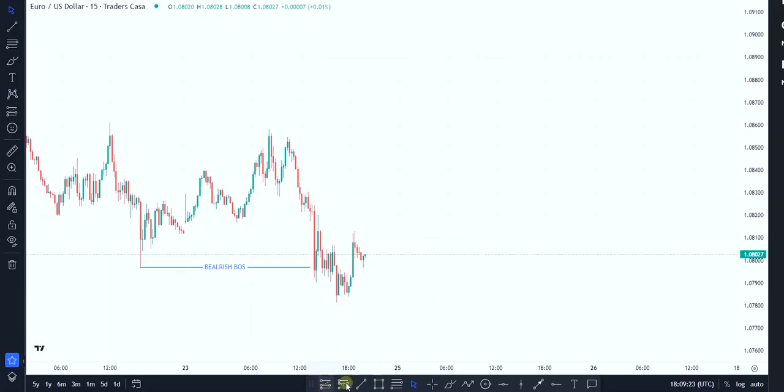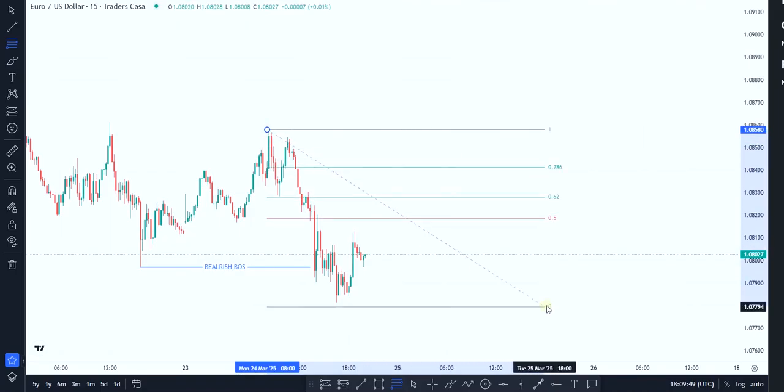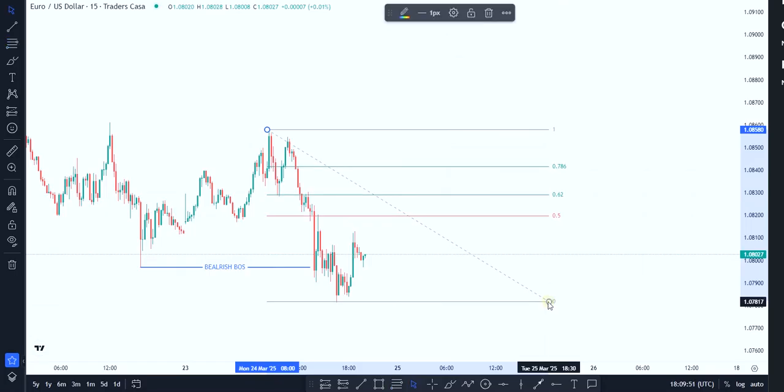Then you take your Fibonacci retracement tool. Remember what I told you guys? This is a downtrend because we have a bearish break of structure. So you draw your Fibonacci retracement from top to bottom. So we have a high. This is a high right here. Then we have a low, right here.